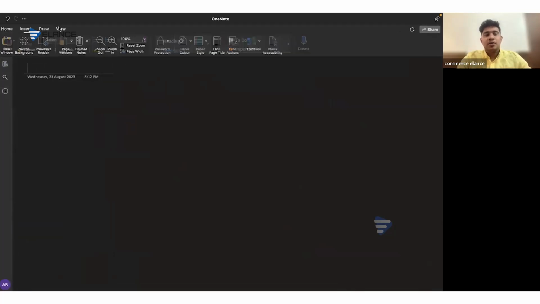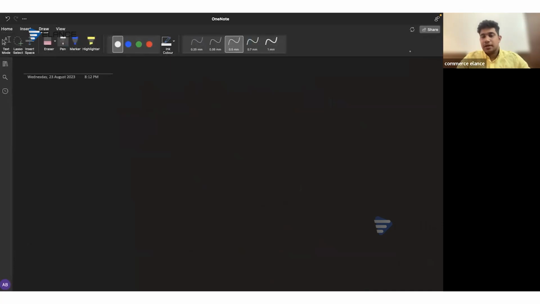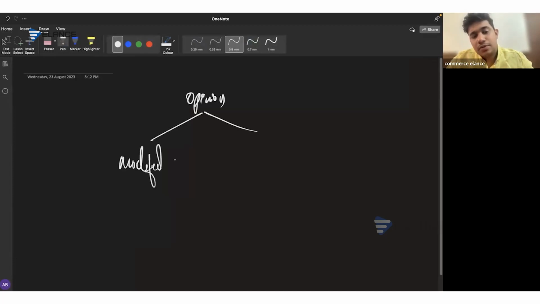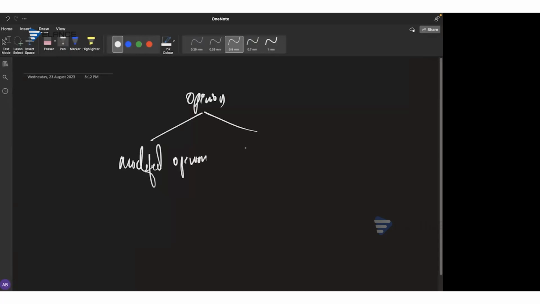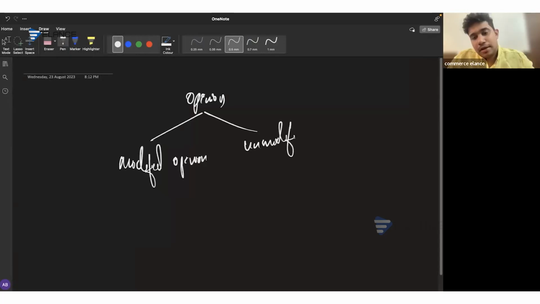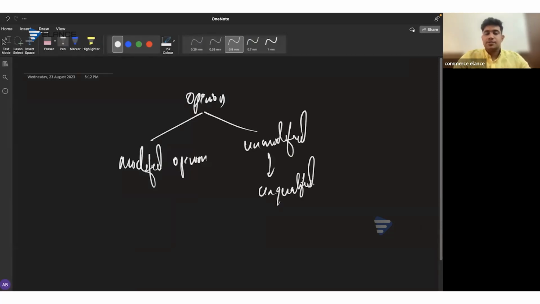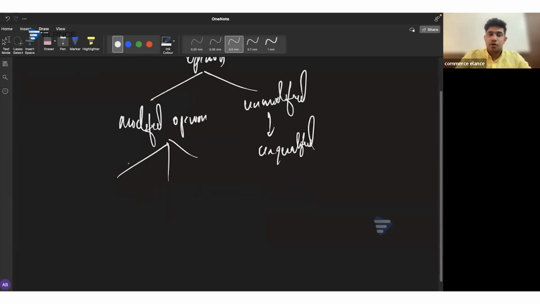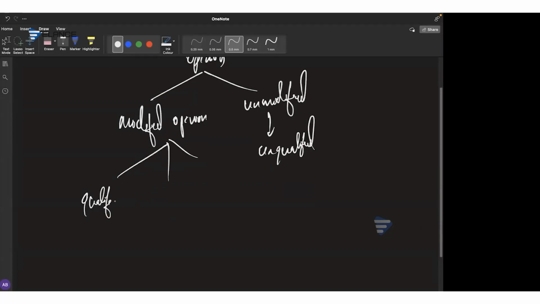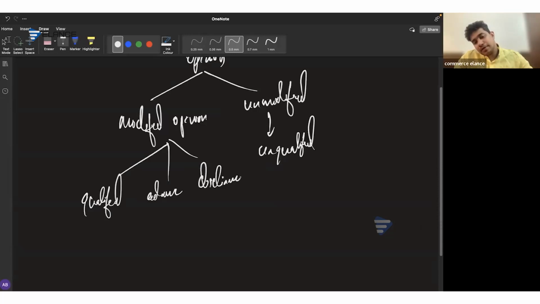Normally as an auditor, we will be providing one opinion from two categories. The opinion can be split into two heads: modified opinion and unmodified opinion. The unmodified opinion is also considered as unqualified. And the modified opinion is further split into three heads called qualified, adverse, and disclaimer of opinion.